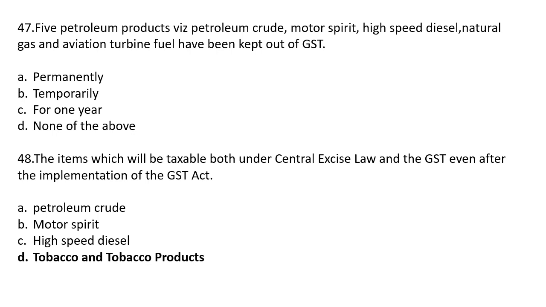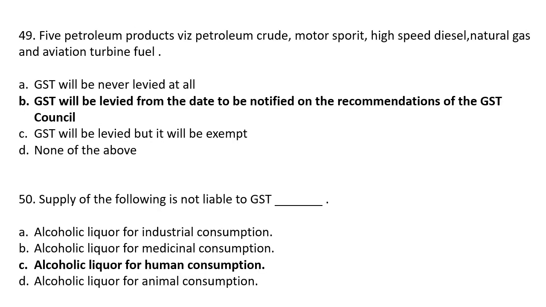The item which is taxable both under Central Excise Law and the GST even after the implementation of GST Act is: option A petroleum crude, option B motor spirit, option C high-speed diesel, option D tobacco and tobacco products. So the correct answer here is option D, tobacco and tobacco products. Even though GST is applicable, Central Excise Law still exists on tobacco and tobacco products.